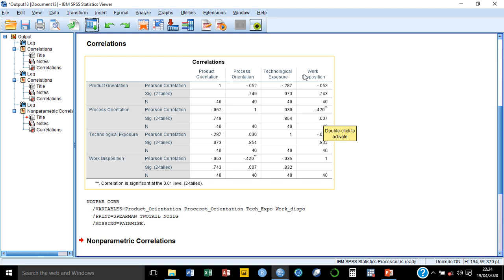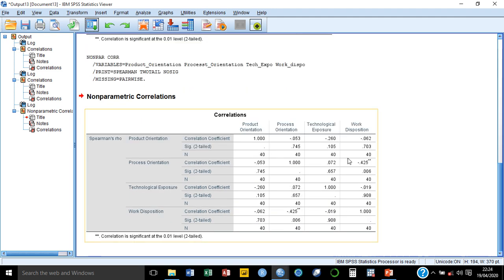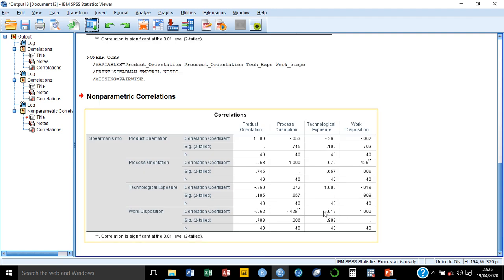Process and work disposition: that means process orientation has a relationship with work disposition. Does it affect? We still can't tell with correlation. Correlation is not an impact analysis, it's not an effect analysis. Regression is. Now let's check the non-parametric Spearman. You can see it's just here that we have significance. Here is 0.06, Pearson says 0.07, but the interpretation is still the same.